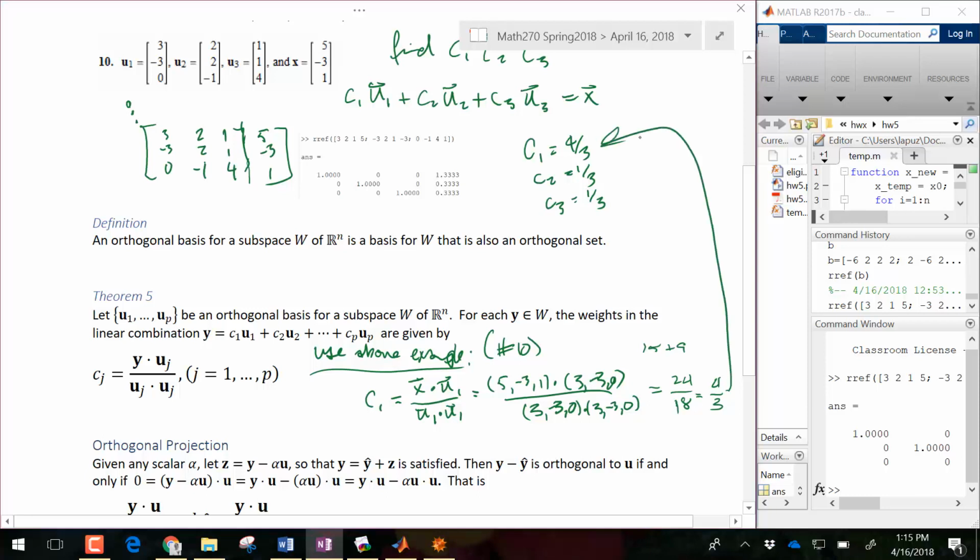It's just like what we had, except instead of dealing with the matrices, we can just use those vectors and take dot products of those vectors. Just use a dot product.